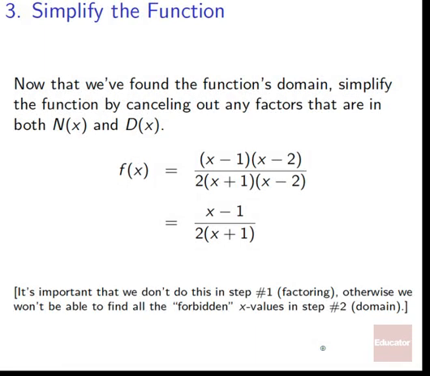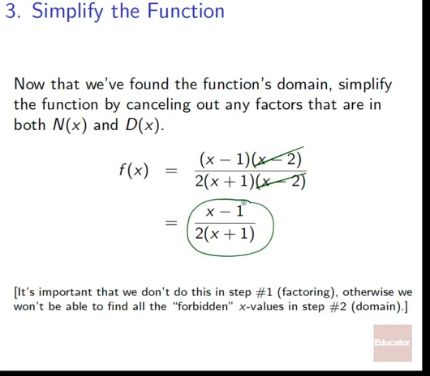Next step, simplify the function. Once we've found the function's domain, we can simplify the function by canceling out any factors that are in both n of x and d of x. So we noticed that we had x minus 2 on the top and x minus 2 on the bottom. We have common linear factors, so we knock them both out and we're left with x minus 1 over 2 times x plus 1.